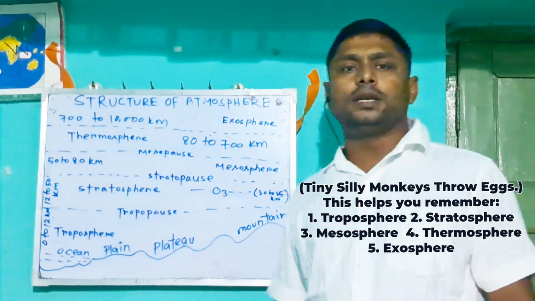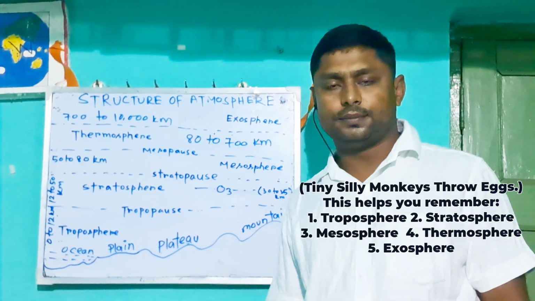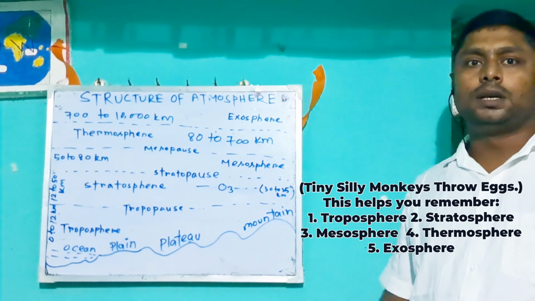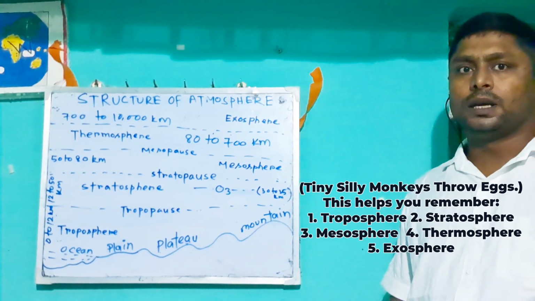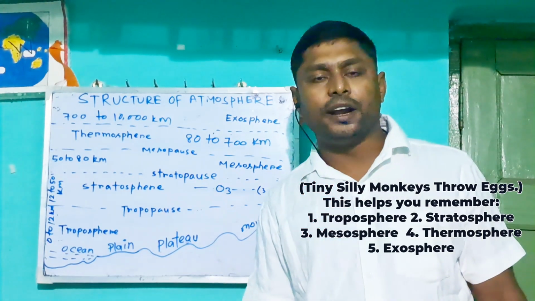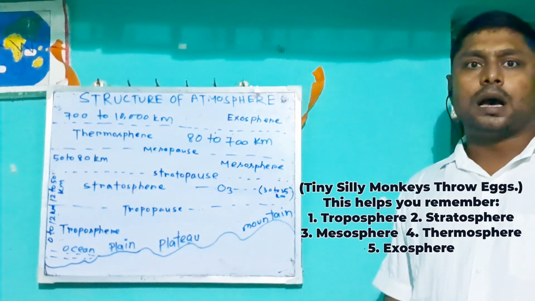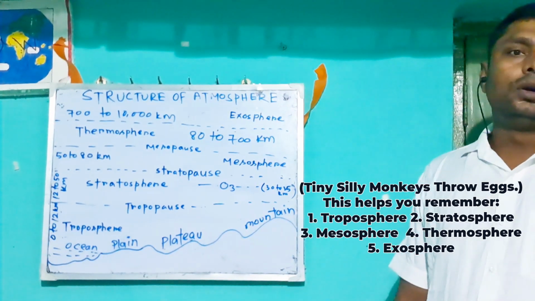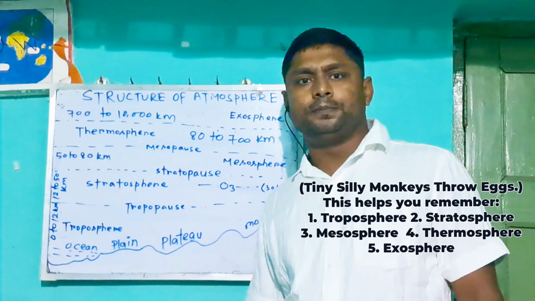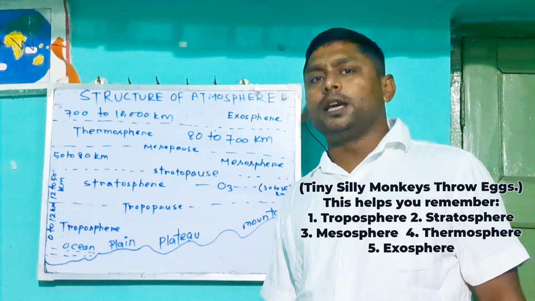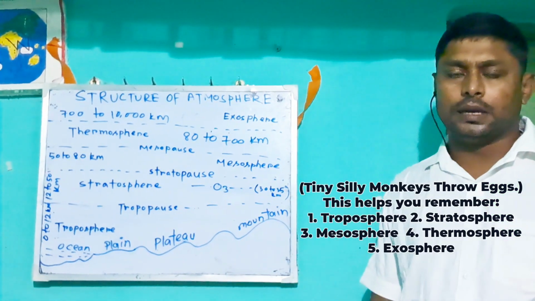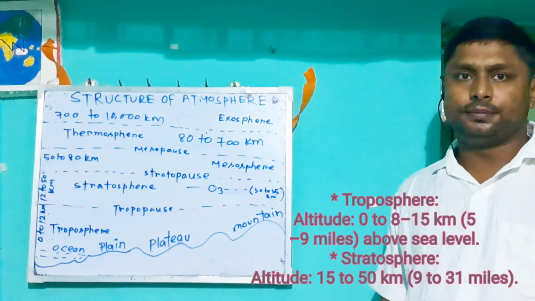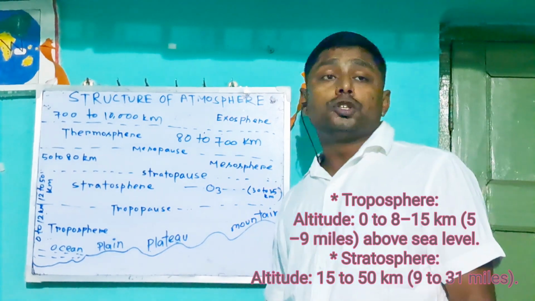So our first question is, what is the atmosphere? The atmosphere is a mixture of gases like carbon dioxide, nitrogen, oxygen, argon, neon, xenon, krypton, etc. Not only the gases but also SPM, meaning suspended particulate matter, like dust, water vapor, smoke, etc.